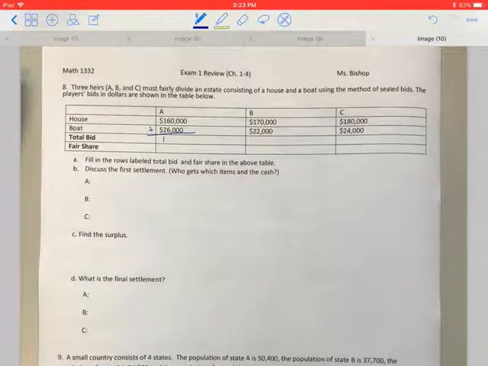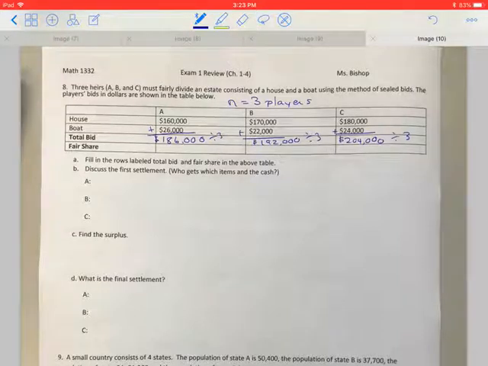So this comes out to be $186,000. For B, it comes out to be $192,000. And for C, it comes out to be $204,000. Now you have to be really careful here when you do fair share. You have to look at the number of players. Even though there's only 2 items, there are 3 people. So we're going to take each of these and divide by 3.